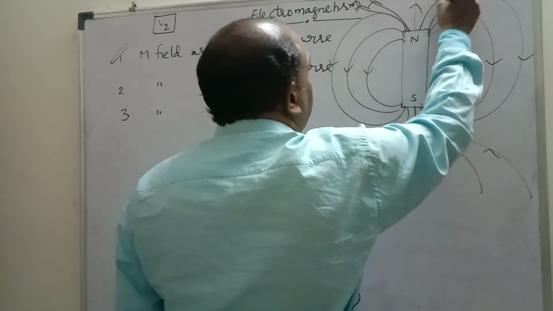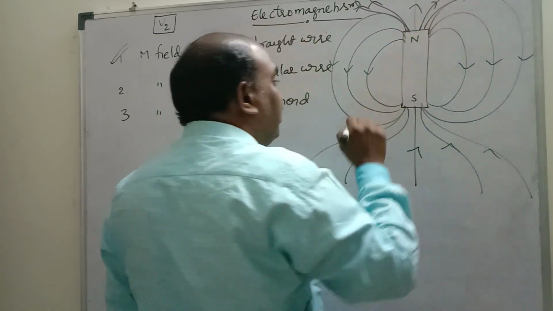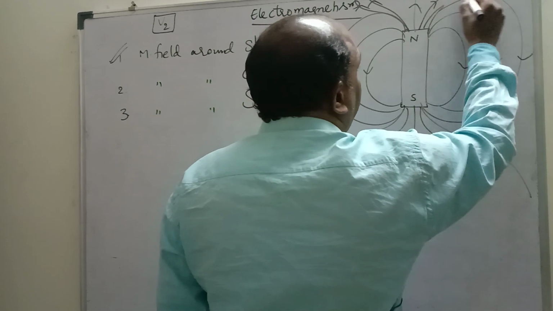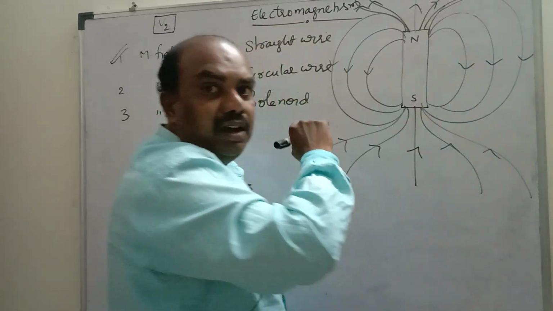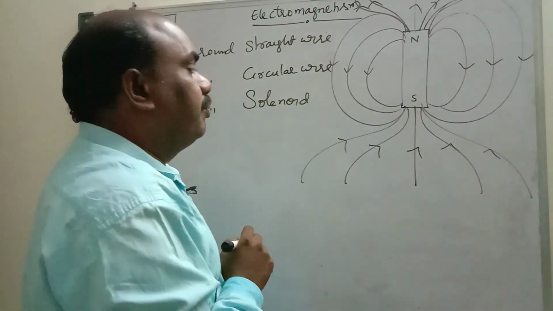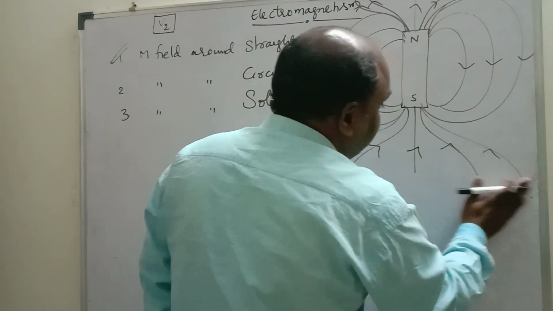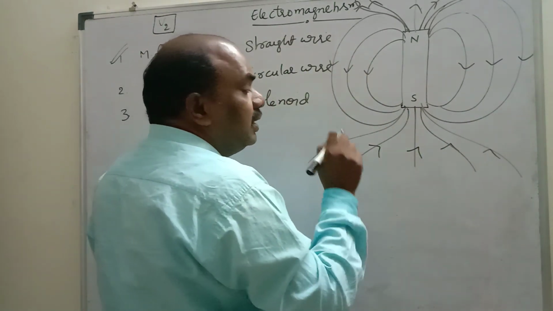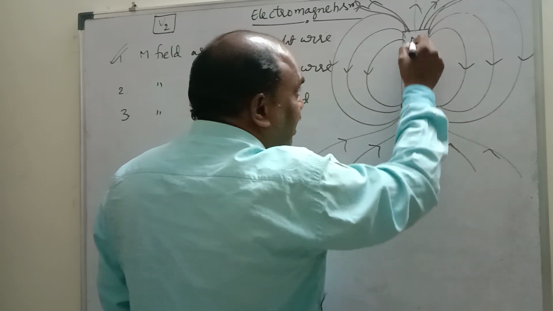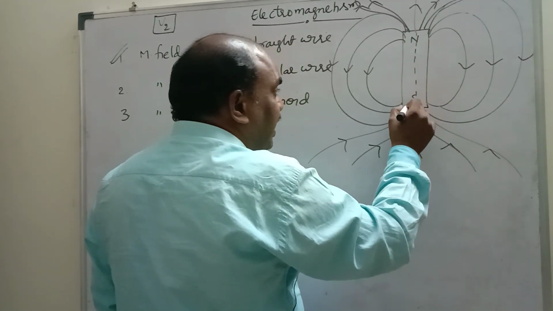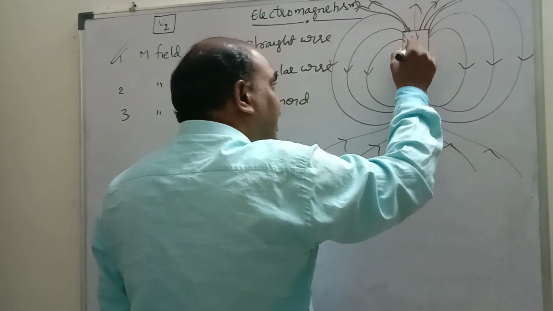One more thing we saw in the last video: magnetic lines never intersect, never overlap. This you also remember. Here, these are all magnetic lines. Now the question is whether magnetic lines are going inside or not. I said magnetic lines exist inside also.